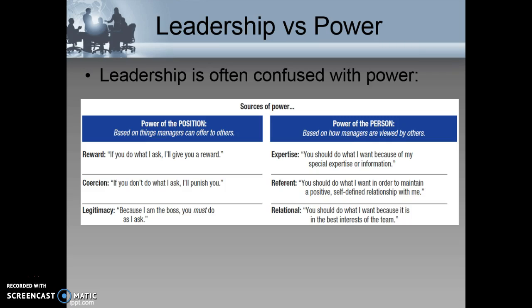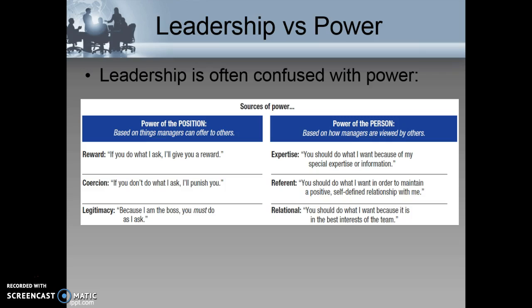So when you're working with the power of position, there are three bases that can affect how you can use that power. The first is called reward. If you're using reward, you're trying to motivate your employees by offering them raises, promotions, and so on. If you do what I ask, I will give you a reward.